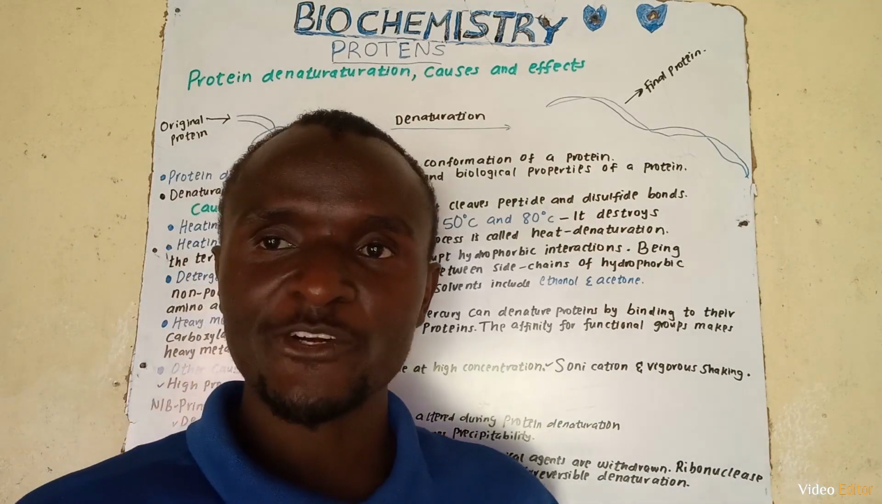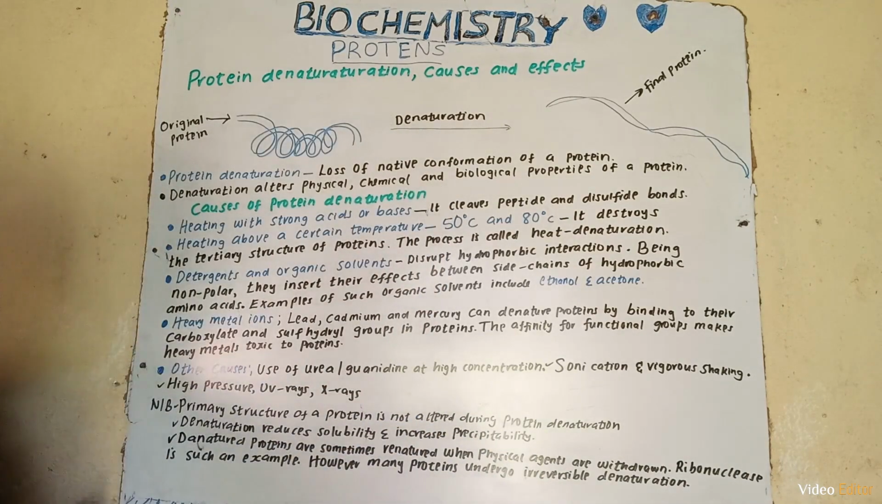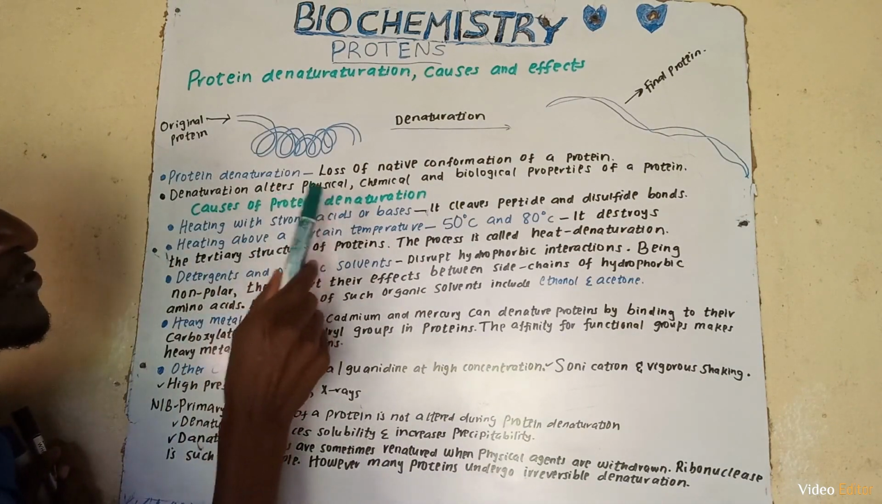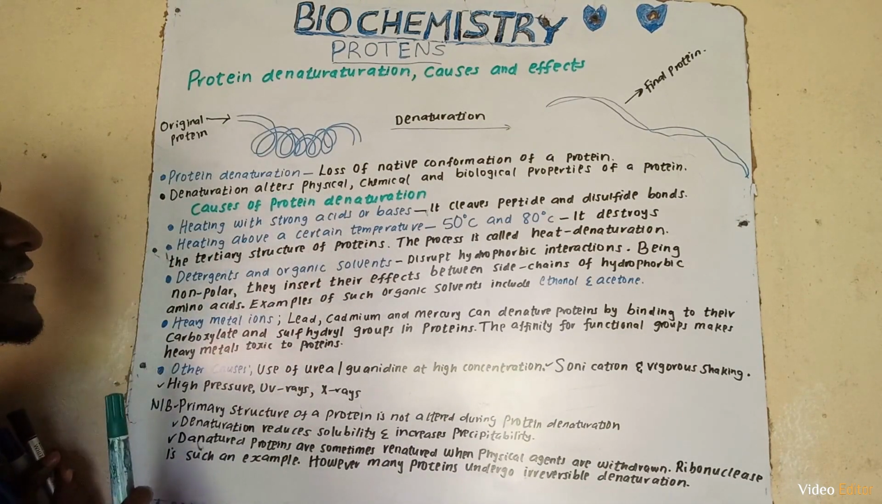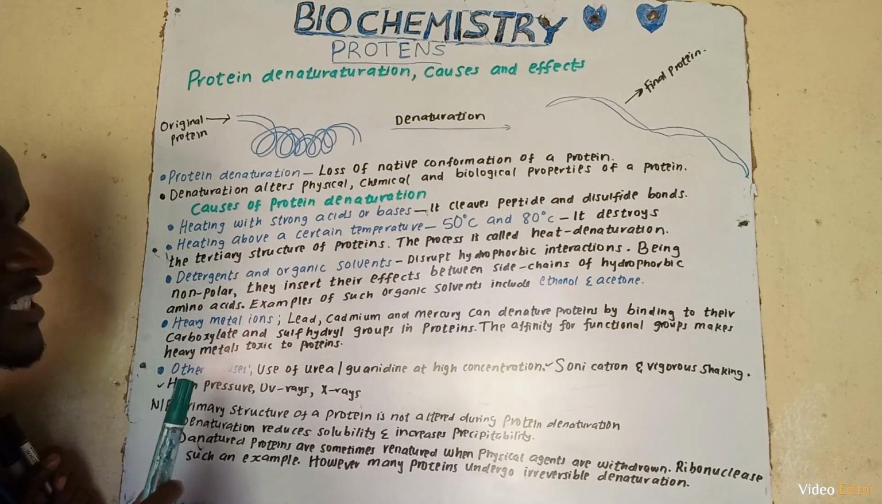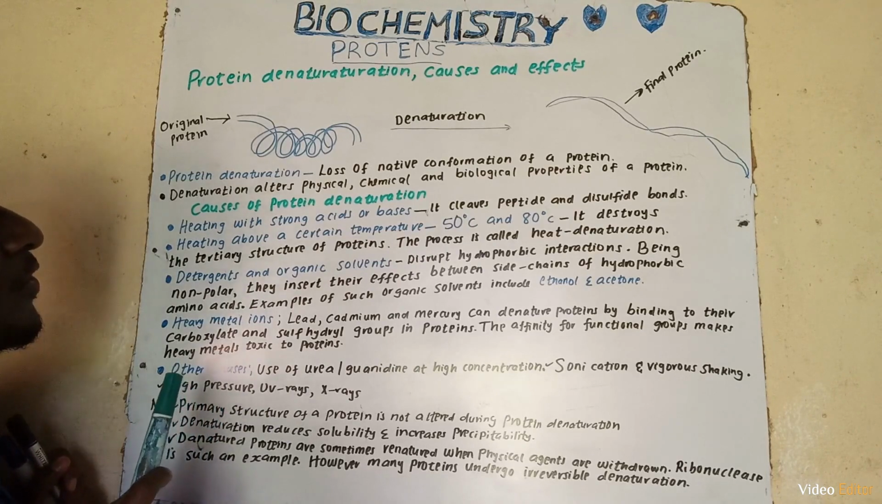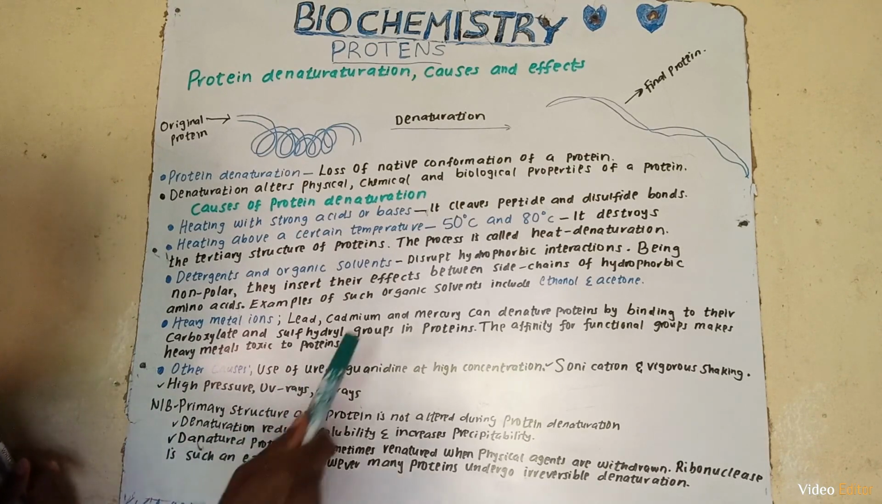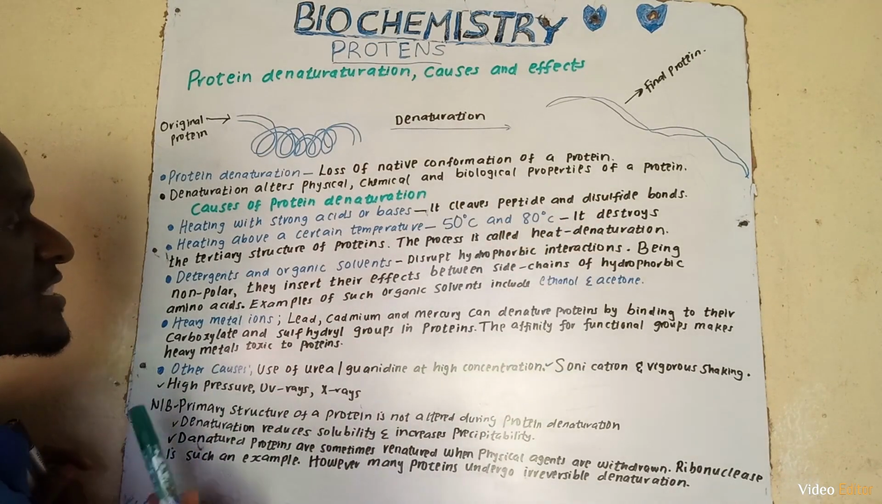So let's go through our notes. Protein denaturation refers to the loss of native conformation of a protein. Denaturation alters physical, chemical, and biological properties of a protein. Causes of protein denaturation. Number one is heating with strong acids or bases. This cleaves peptide and disulfide bonds.